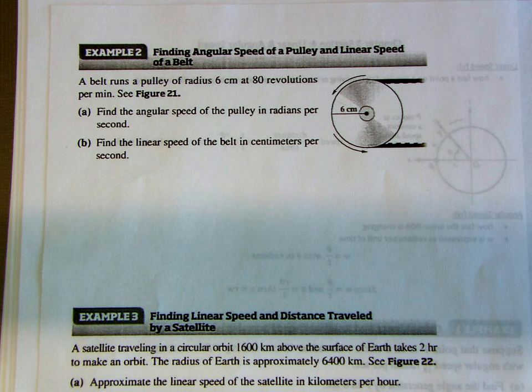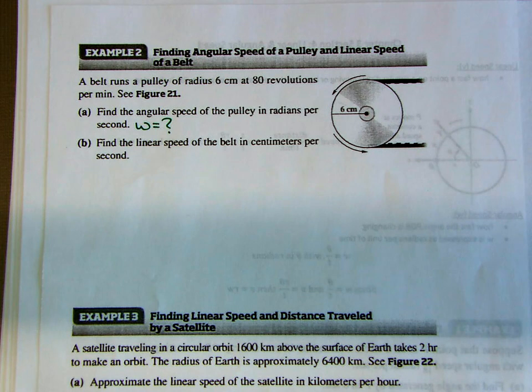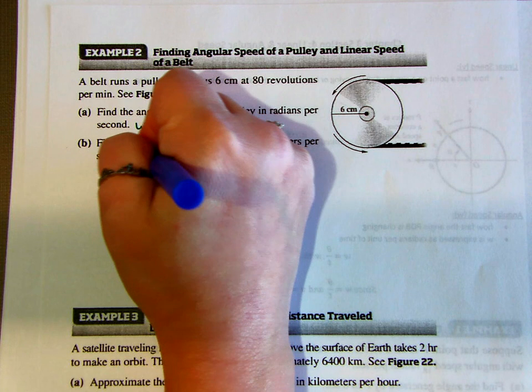We've got a belt that's running on a pulley of radius 6 centimeters at 80 revolutions per minute. Part A is asking us to find the angular speed of the pulley in radians per second. So that's asking us for our W. Part B is asking us for the linear speed of the belt in centimeters per second. That's asking us for our V.